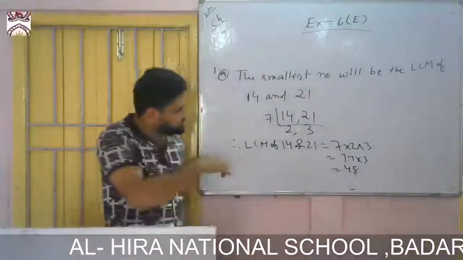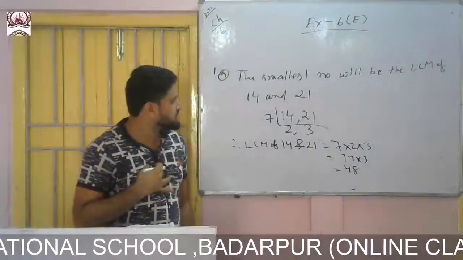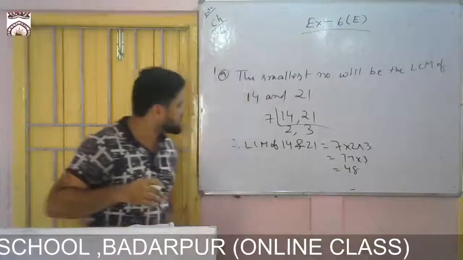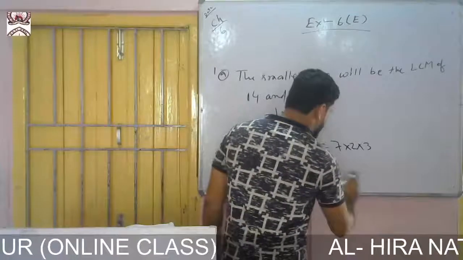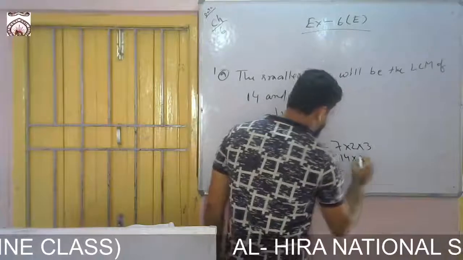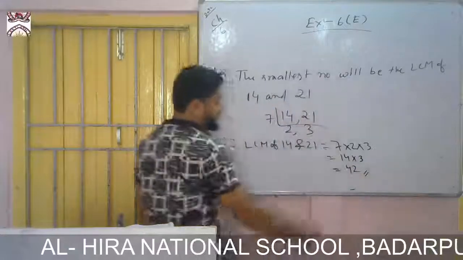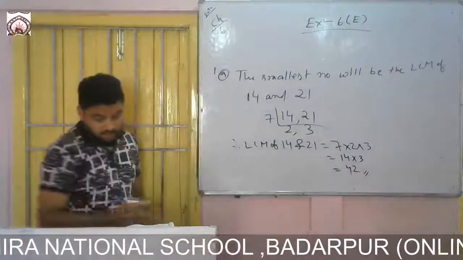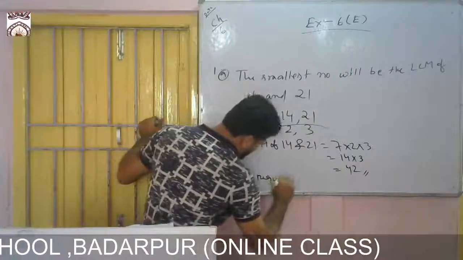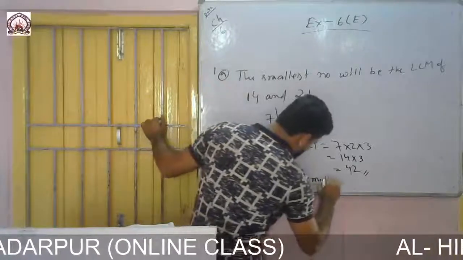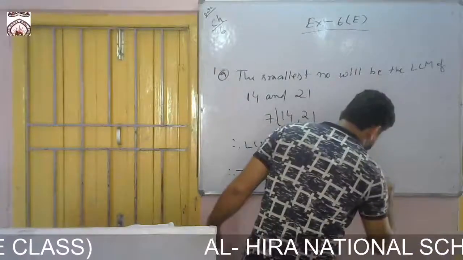Sorry, 14 into 3, 3 4s are 12, 3 1s are 3, 42. So find the smallest number, therefore the required smallest number equals 42.